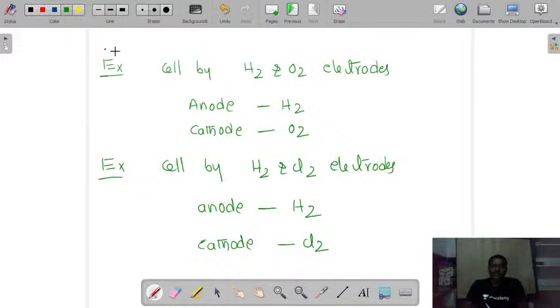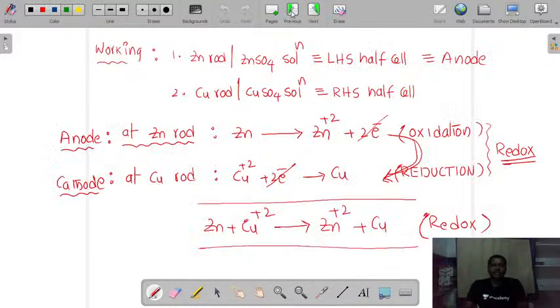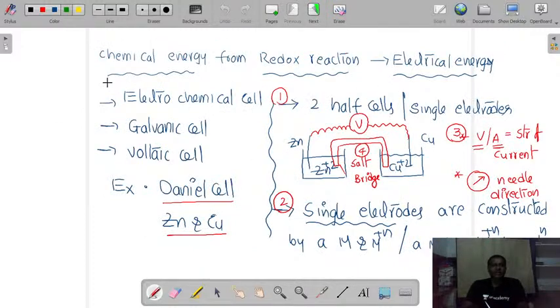Okay, and galvanic cells may be reversible or irreversible. A reversible galvanic cell must satisfy three conditions. So look carefully once again. What is an electrochemical cell? A cell which converts chemical energy from a spontaneous redox reaction into electrical energy is called an electrochemical cell.